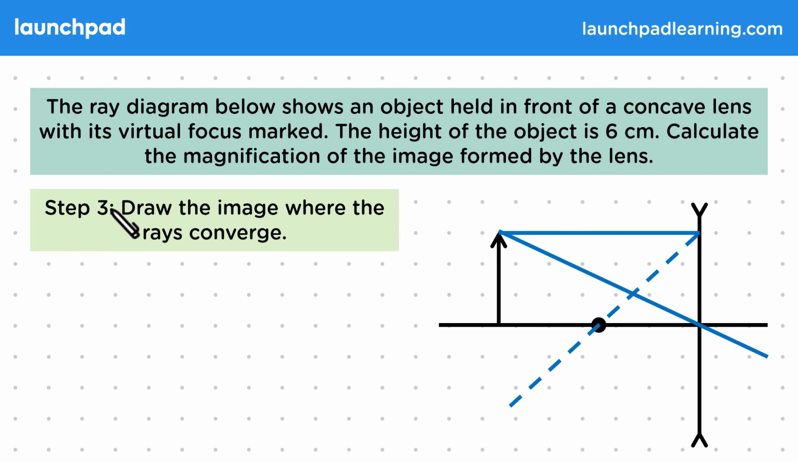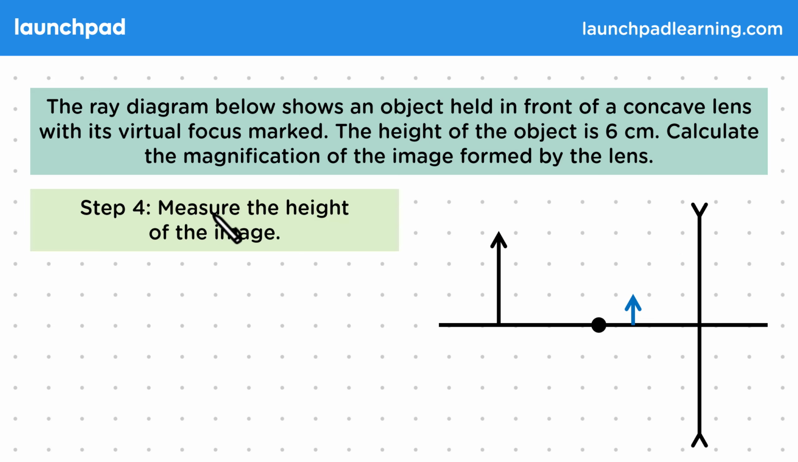In step 3, draw the image where the rays converge. The two rays we've constructed meet at this point here. This is where the top of the image will be, so we draw an arrow up from the principal axis, like so.